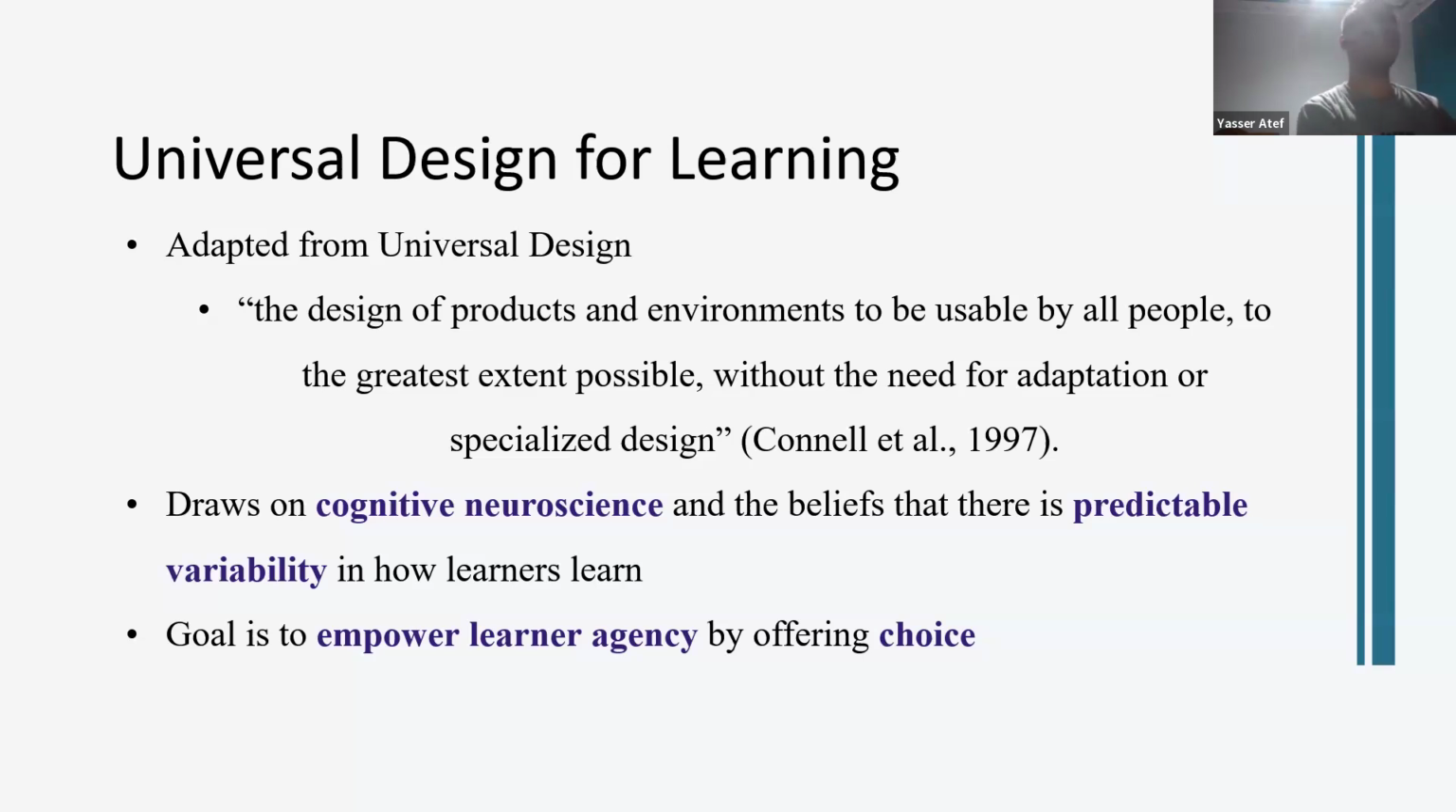Here's a quote that we've also included in the slides. So I'm going to read it. It says the design of products and environments. Okay, I read this. So actually, the universal design draws on the cognitive neuroscience and the beliefs that there's predictable variability in how learners learn.